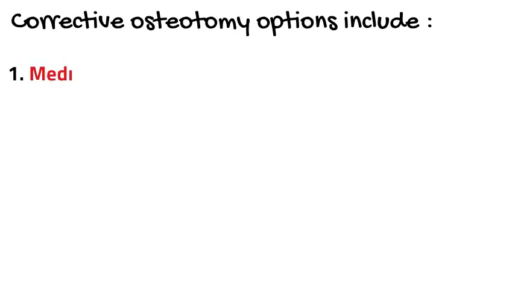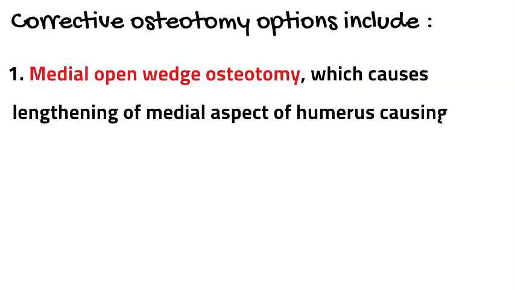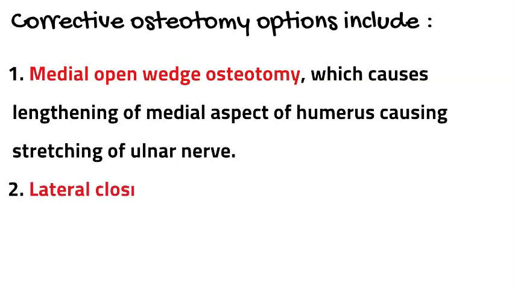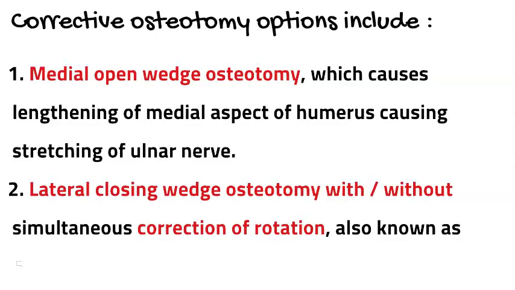Corrective osteotomy options include: 1. Medial open wedge osteotomy, which causes lengthening of the medial aspect of the humerus, causing stretching of the ulnar nerve. 2. Lateral closing wedge osteotomy with or without simultaneous correction of rotation, also known as French osteotomy.